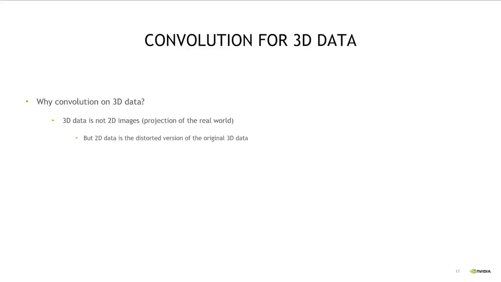You may wonder why we care so much about convolution in 3D data. 3D data is not 2D images, they're different. But let's think of where the images come from. They're merely projections of our 3D world, and if convolution works for the distorted version of the original data, then convolution on the original undistorted 3D real world should work really well.